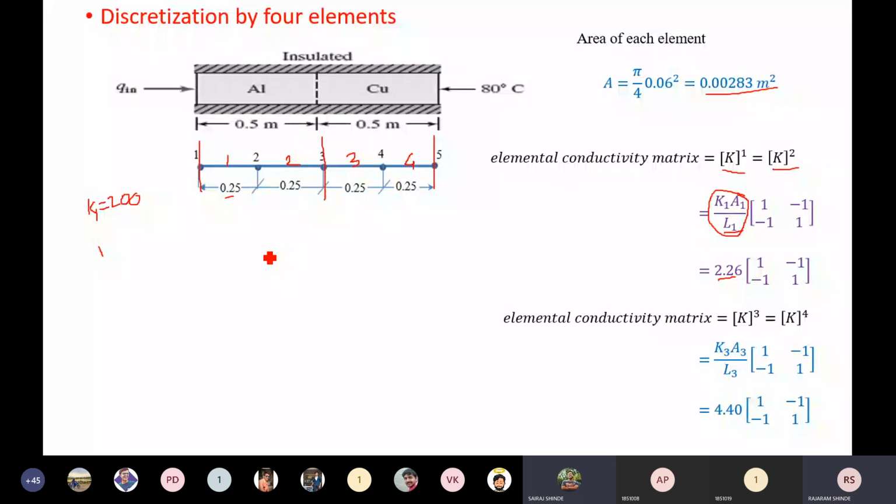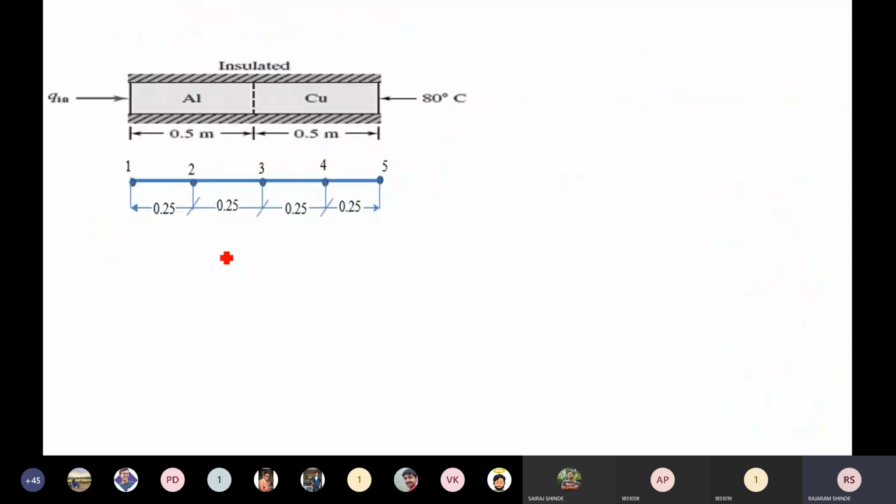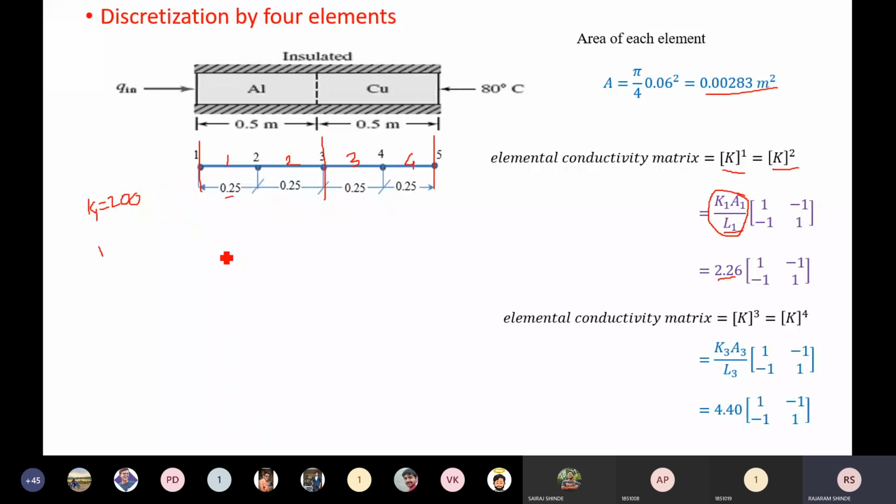Now next, you calculate the assembled conductivity matrix. How can we find the assembled conductivity matrix? What will be the size of the assembled conductivity matrix? 5 by 5. Yes, it is correct. See here, the first element has node numbers 1 and 2. Second is 2 and 3. Third is 3 and 4. And fourth is 4 and 5.